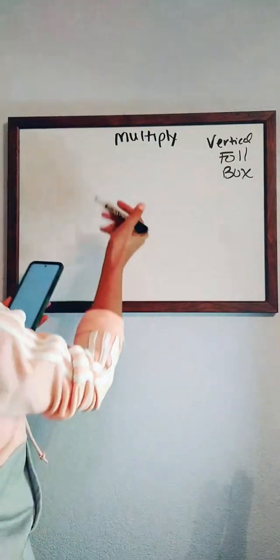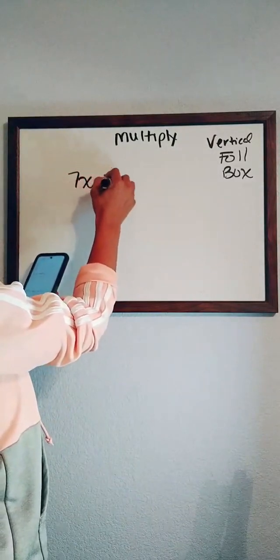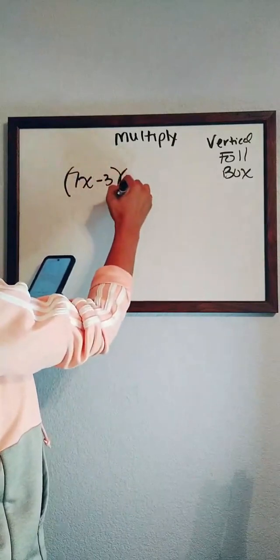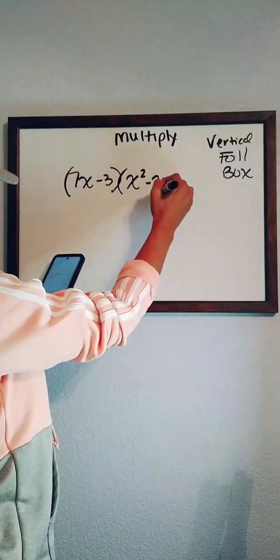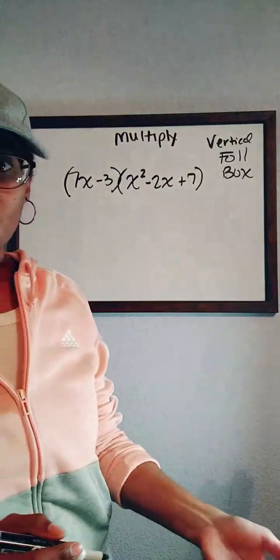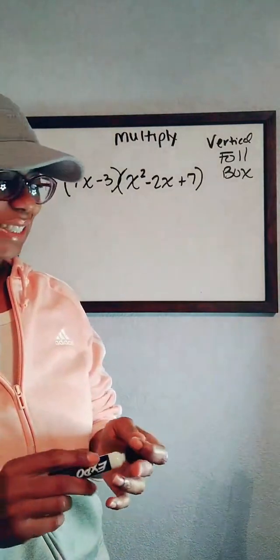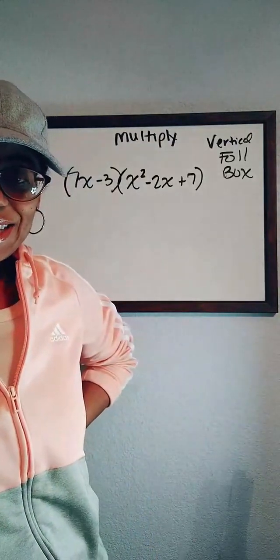Let's do a 3-term polynomial. So let's do 7x minus 3 times x squared minus 2x plus 7. So multiply that any way y'all want to. It's going pretty good. Good. I did not bring any water back here. Good. Hey, Garcia. Welcome in.